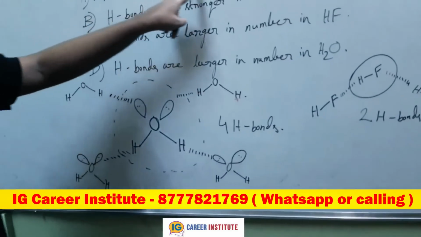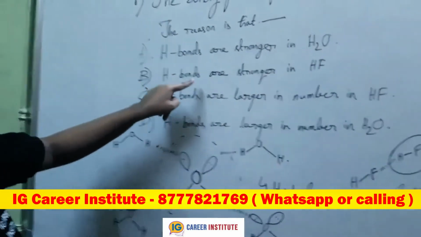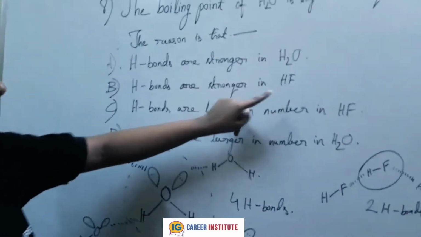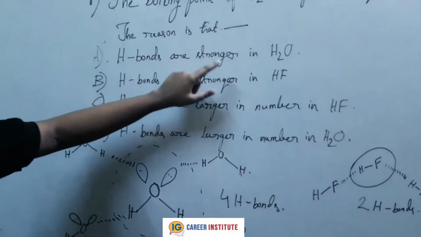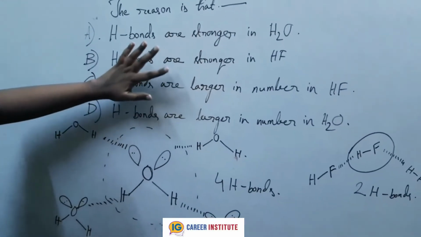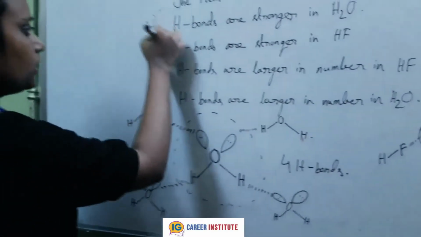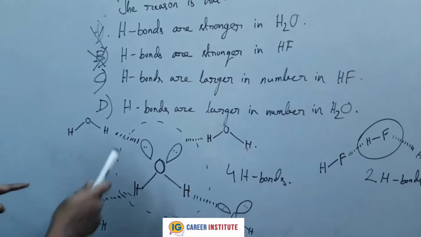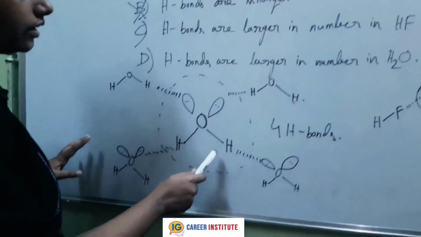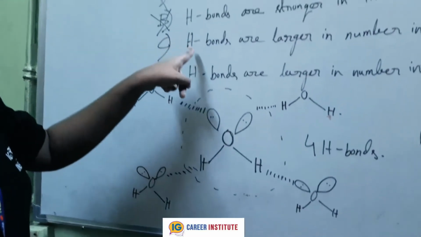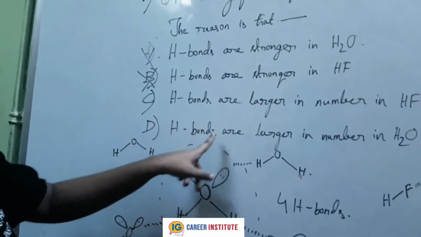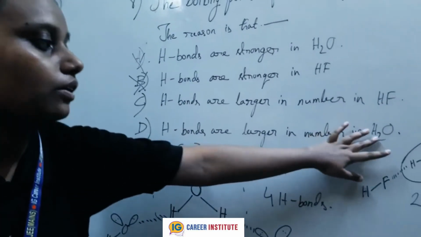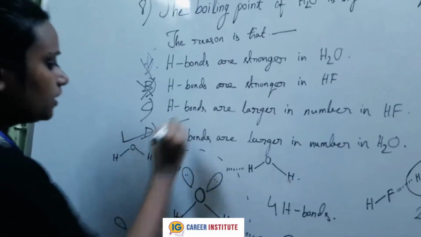So let's now tally this reasoning with these options. The first option was hydrogen bonds are stronger in water. The second option is hydrogen bonds are stronger in HF. Now we cannot compare the hydrogen bonds. Here both of the hydrogen bonds are equally strong. So option A and option B are gone. Now option C and option D. Where are the hydrogen bonds greater in number? In water. So which is the correct option? Hydrogen bonds are larger in number in water. So D is our correct option.